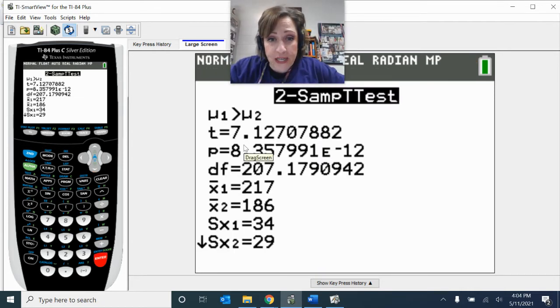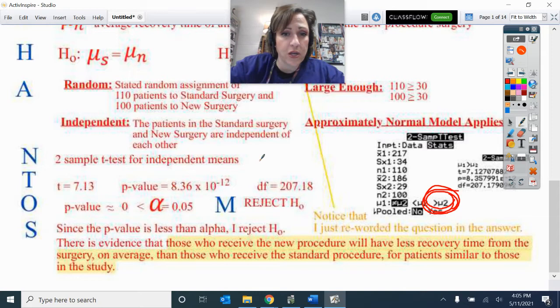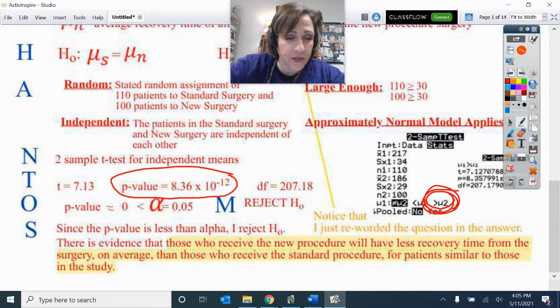Now, when you put your answer down, do not put e to the negative 12. And of course, 8.36 is not a probability. It's 8.36 times 10 to the negative 12. It is wrong if you use E for the notation. So notice I wrote this in scientific notation.